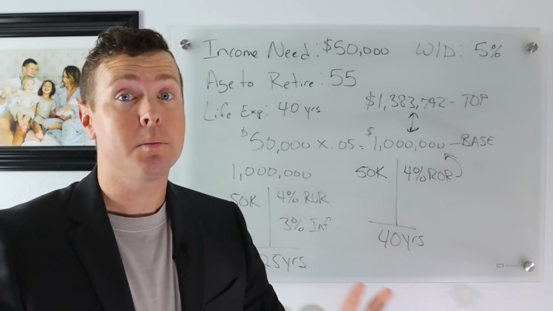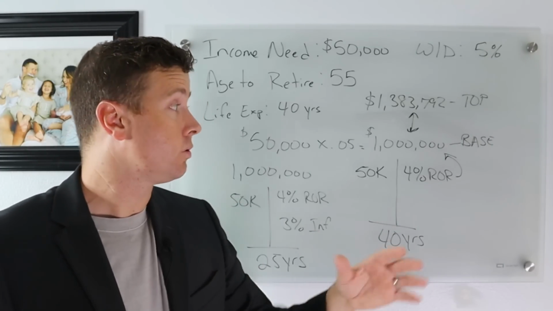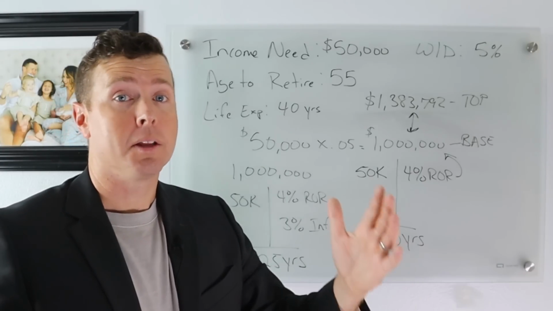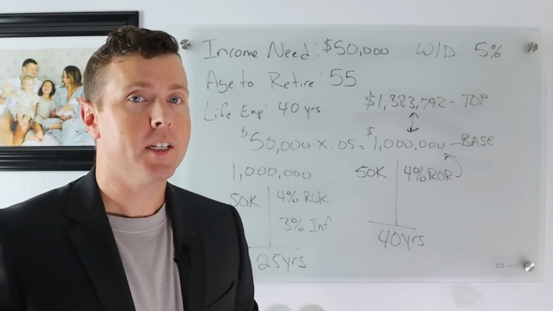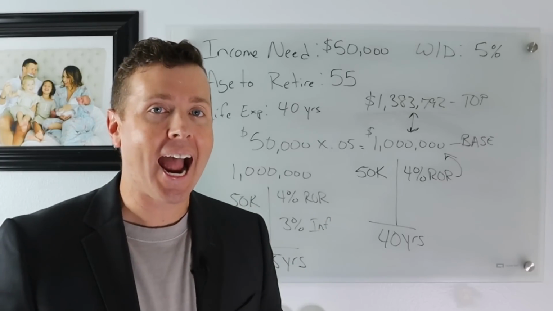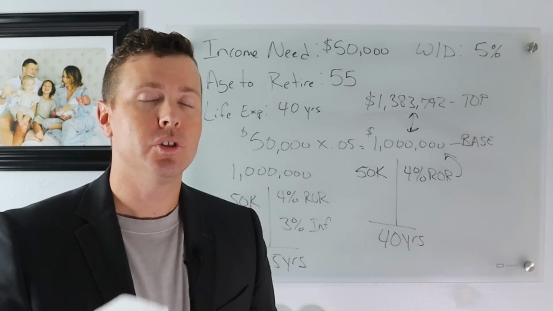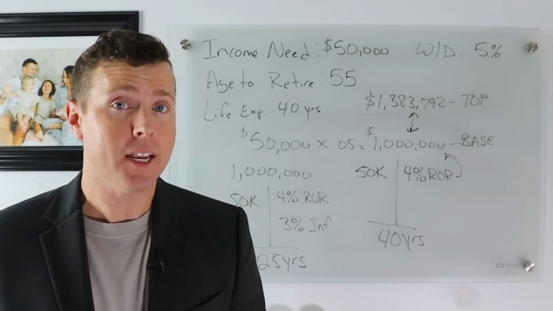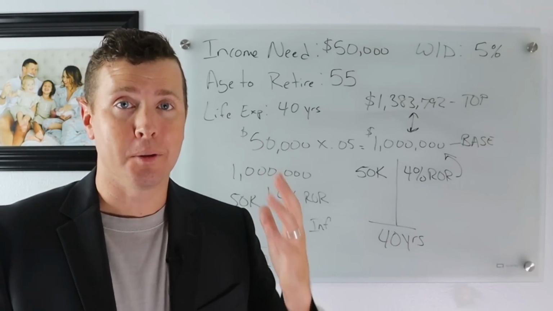Now, obviously, you might need to make some adjustments if you're getting closer and you're not to that $1 million mark, or you get to the $1.3 million and the market goes down. There needs to be some adjustments, but we're just trying to get an idea, how much do I actually need to retire at 55? And it actually might not be as much as you think once we do the math.